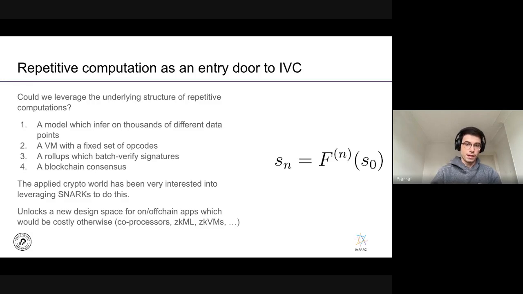And so that's why the applied crypto world has been very interested in leveraging SNARKs to do this, because there are a lot of problems that are actually embodied by repetitive computation. And it's interesting because it's unlocking a new design space for on- and off-chain apps, such as coprocessors. We have heard a lot about this in the past few months: ZKML, ZKVMs, etc. And so that's the little formula on the right, where you start from a state S0 and you apply n times the function f, and you end up with the state n.